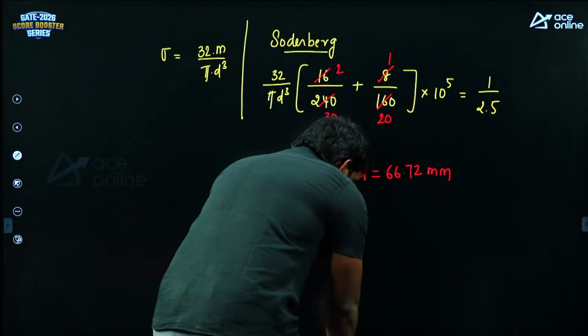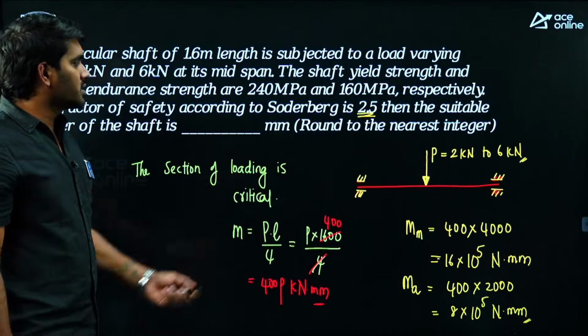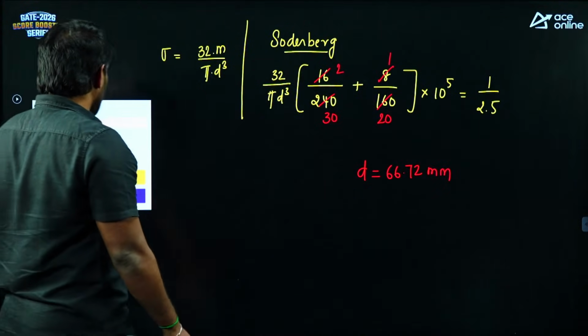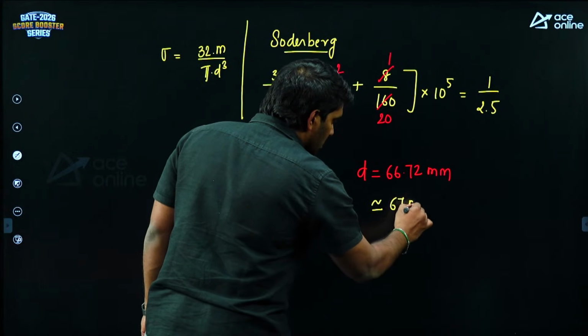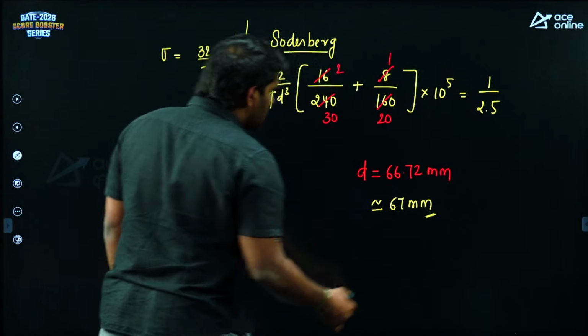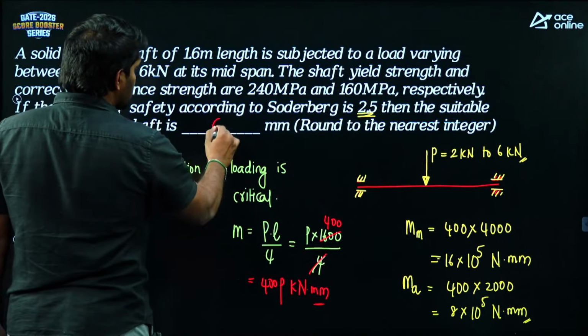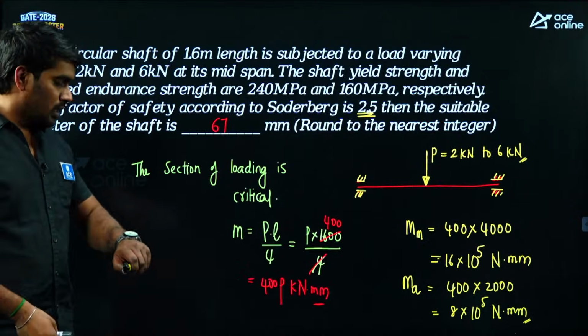So if you notice the options here, what is he asking? Round this to the nearest integer. If I need to round this to the nearest integer, I need to round this to 67 mm. The answer to this question comes out as 67 mm, as we are rounding this to the next integer.